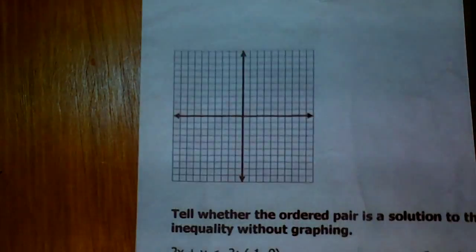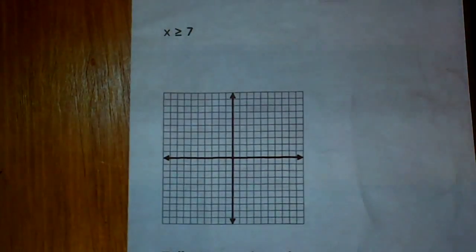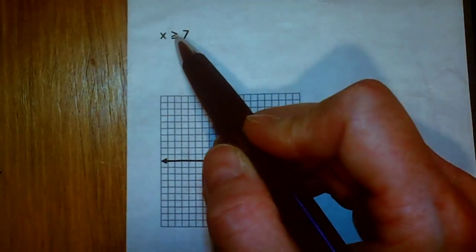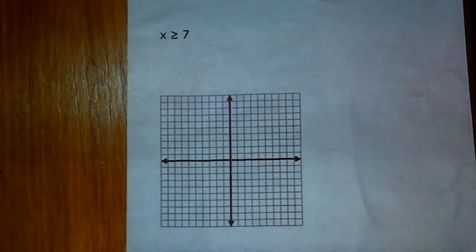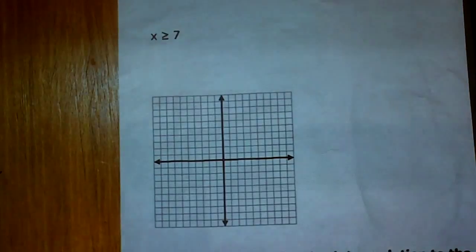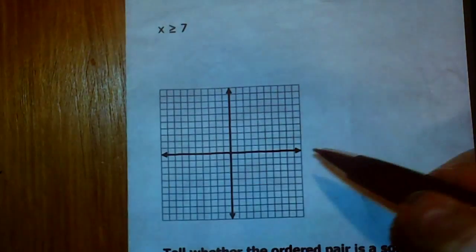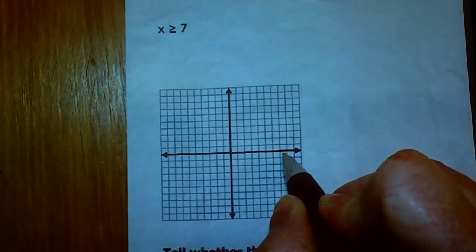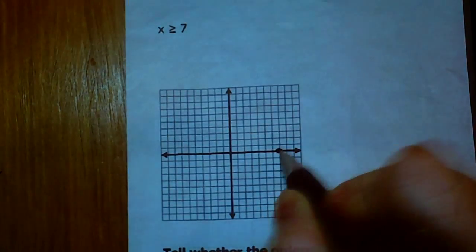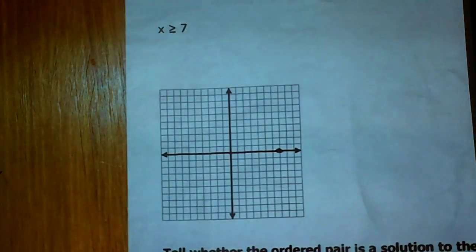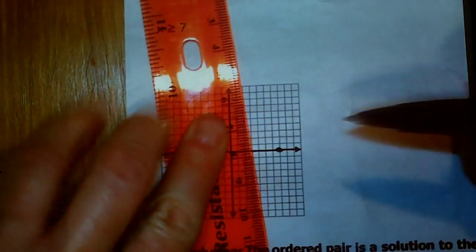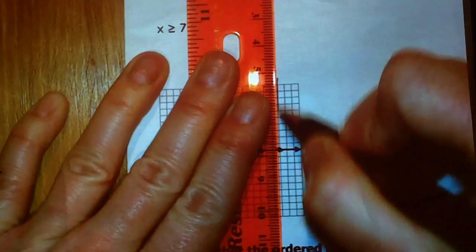So I showed you one that was solved for y. Now let's show you one that's solved just for x. You need to remember when I have an x, that means I'm not going to have a horizontal line. That means I'm going to have a vertical line. It's an undefined slope. So x is greater than or equal to 7. That means on my x-axis, I'm going to go over to 7. Since it's greater than or equal to, that means I can make a nice solid line.